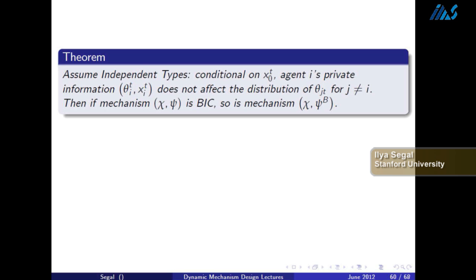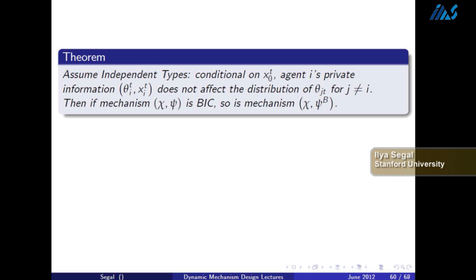For example, if I am a buyer and I report a higher value today, that I get the good, so the other agent doesn't get the good, and that might affect his value in the future. That's okay, because the fact that I took the good from him is a public decision. It's a public decision, but there's no direct effect of my type on his private information.